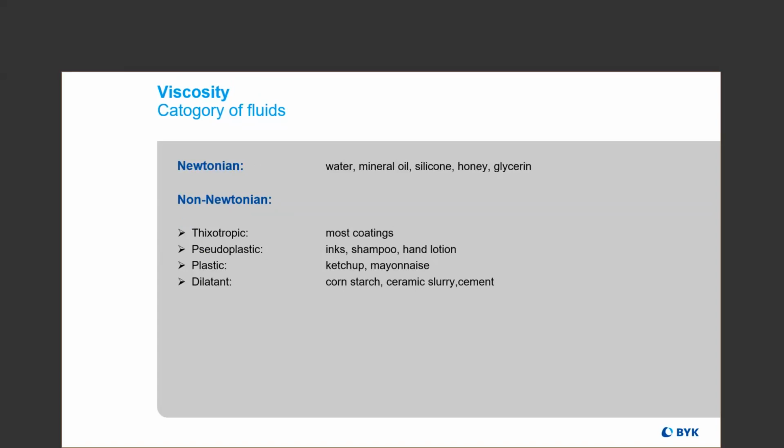So when it comes to viscosity, we like to categorize liquids into a couple different categories. One is Newtonian liquids, which include water, mineral oil, silicone, honey, and glycerin. And then we have non-Newtonian liquids, which come in a few different categories. We have thixotropic liquids, which include most coatings. We have pseudoplastics like inks, shampoo, and hand lotion. We have plastic liquids like ketchup and mayonnaise, and dilatant liquids like cornstarch mixed with water, ceramic slurry, or cement.